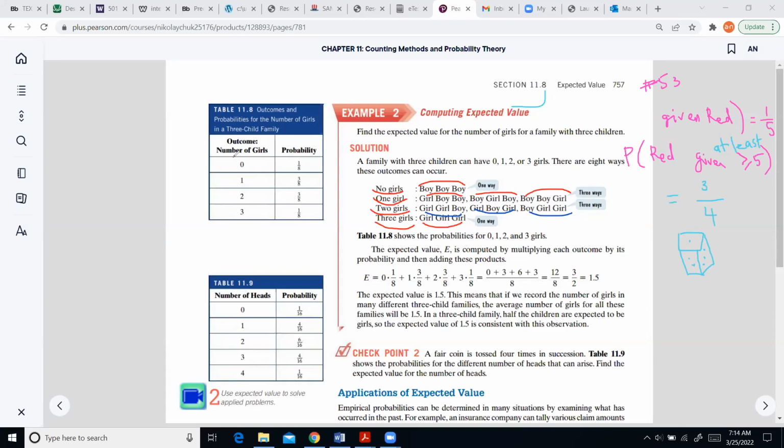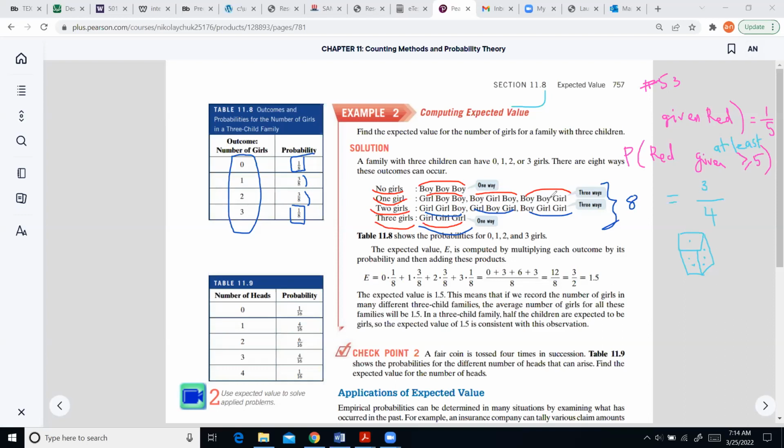Now, they also put so-called outcomes as number of girls. So you can have 0, 1, 2, 3 girls. And since there are 8 total possibilities, then for the case when there are no girls, we get 1 out of 8. And 3 possibilities out of 8 for both 1 or 2 girls. And finally, only 1 out of 8 for all 3 girls. So we can see this from our sample. So the question is, what's the expected value in here?